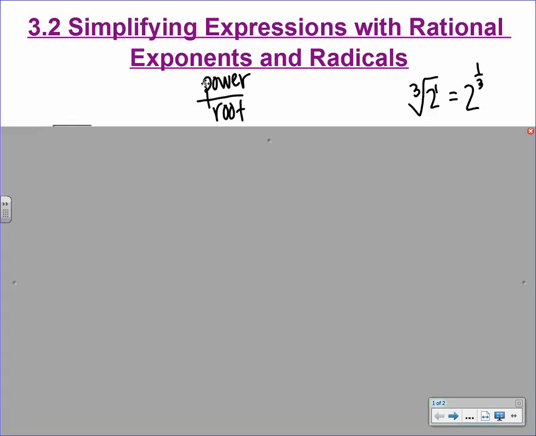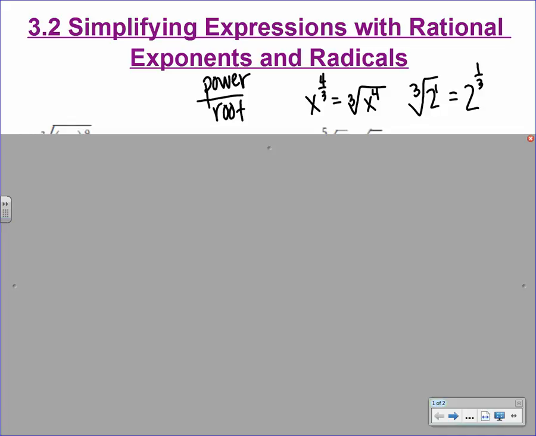If we had x to the 4/3 power, how would we write that as a radical? If it's power over root, what would it be? So is it cubed root here or the 4th root? Which one do I put there? The 3, right? And then it'll be x to the 4th, right? So it's always power over the root. So if you remember that, then simplifying these problems will become much easier, okay?